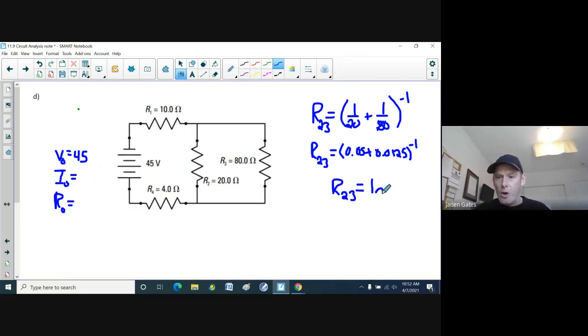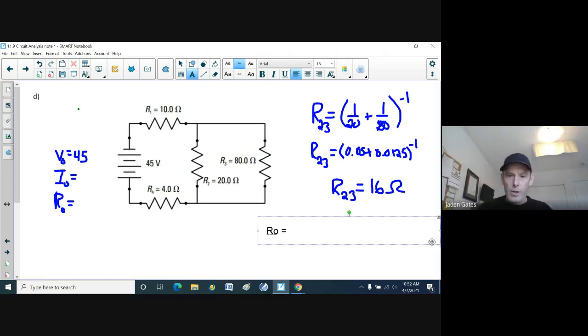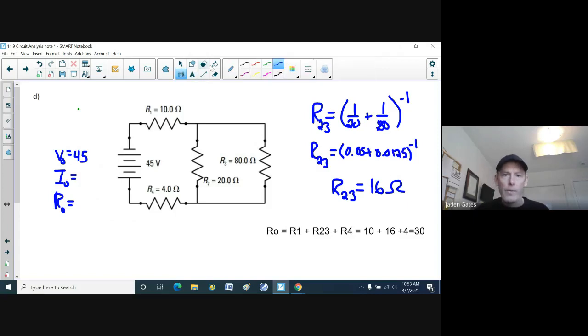Oh, I get 16 ohms. Now, I can use that information because that's the equivalent of R2 and R3 being combined. And so my series resistance, R0, is going to be equal to R1 plus this R23. Those are in series here. I'm adding them up, and plus R4. So we get 10 plus 16 plus 4, which equals, wow, 16 and 4 is 20, plus 10, we got 30 ohms here. So again, filling in the puzzle. There we go. We got 30 here.